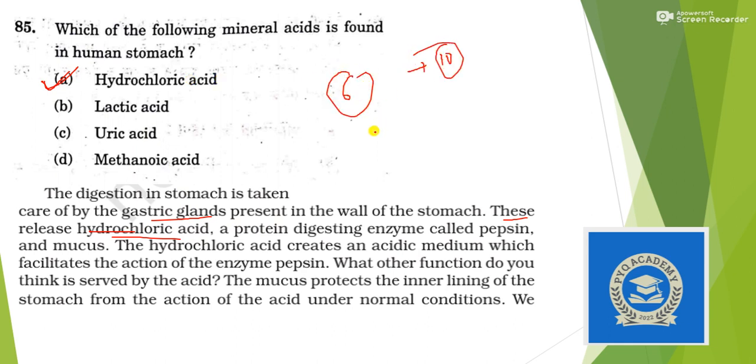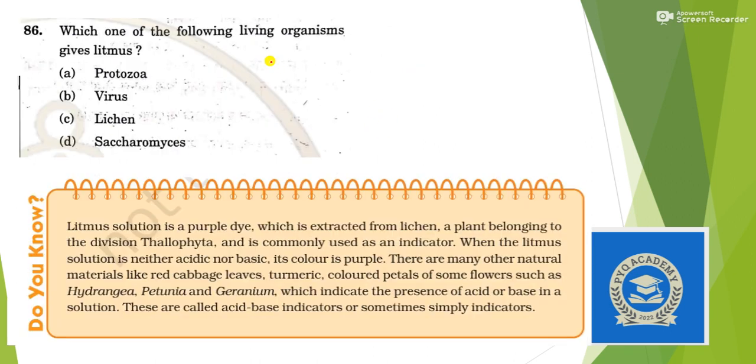Life process. Which one of the following living organism gives litmus? So here litmus solution is purple dye which is extracted from lichen. So answer is option C. This is taken from chapter 2 of class 10, acids and bases.